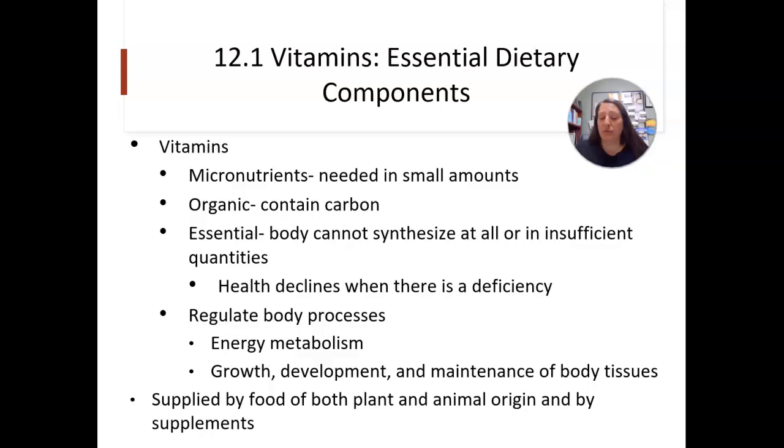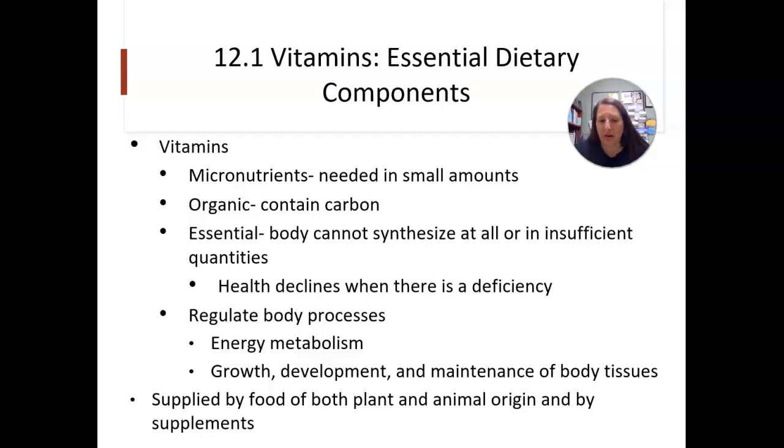They are micronutrients. So these, again, are going to be nutrients that are required in small amounts. We can compare that to the macronutrients, which we've talked about throughout. Macronutrients are required in large amounts in our diet. Okay. Vitamins are organic molecules in that they are carbon-containing. And again, they are essential.